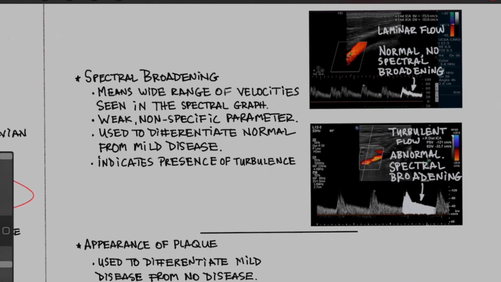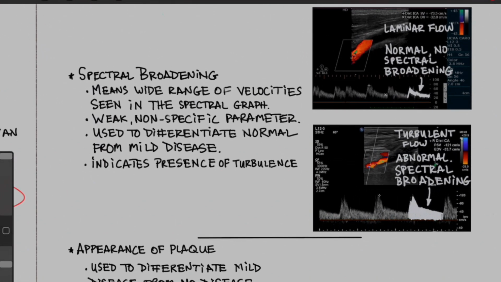Another qualitative parameter, this one's nonspecific, is called spectral broadening, and you'll see this on the RPVI exam. This over here is a new concept. I haven't touched on it yet in the lecture. This shows laminar flow. Laminar flow is normal. There's no spectral broadening, meaning it's just a line like this. This one over here is abnormal. It shows spectral broadening, which just means that the whole thing is filled in.